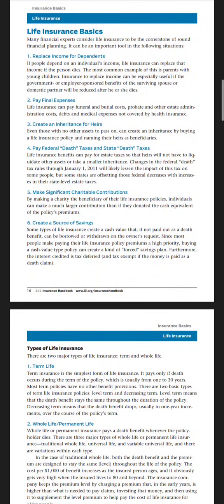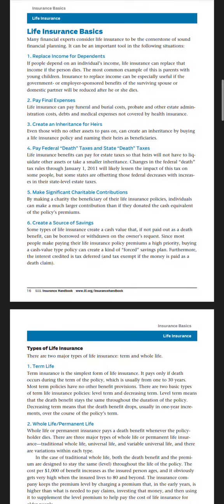Now I am discussing the life insurance basics. Many financial experts consider life insurance to be the cornerstone of sound financial planning. It can be an important tool in the following situations: replace income for dependents. If people depend on an individual's income, life insurance can replace that income if the person dies. The most common example of this is parents with young children.